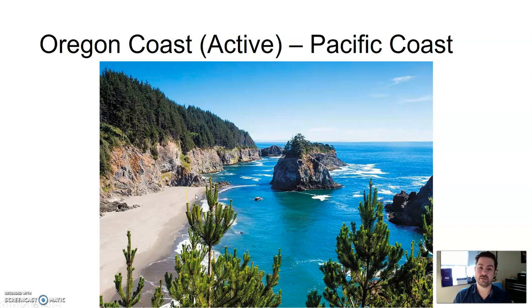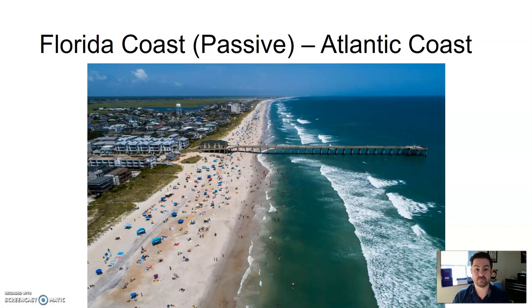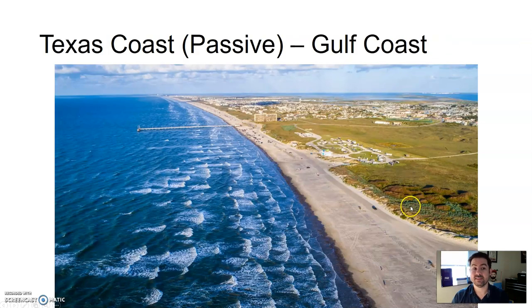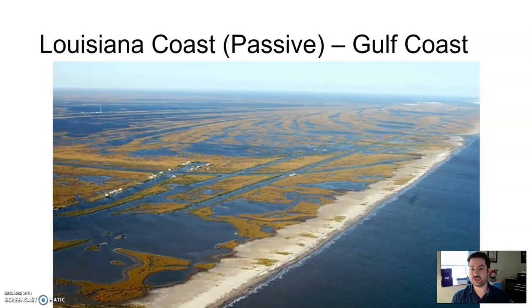Let's look at the other side, the East Coast. Look at Florida. Pretty flat. South Carolina, East Coast, pretty flat. Texas, along the Gulf Coast, which is still not even near a plate boundary, really flat. So weathering and erosion are the dominant processes on the East Coast, a passive margin, whereas volcanic activity, earthquakes, and tectonic uplift are very dominant on the West Coast, the active margin.